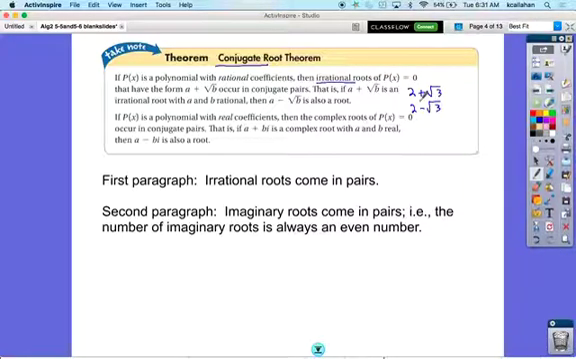Same thing goes if you had imaginary roots. If you have 2 plus 3i, you must have 2 minus 3i, because where did it come from? Quadratic formula. So that'll help us to determine, especially when it comes to the imaginary roots, which we are asked to know the number of, how many are there? Imaginary roots are always an even number. It's never going to be 1, 3, or 5. It's always going to be 0, 2, or 4.